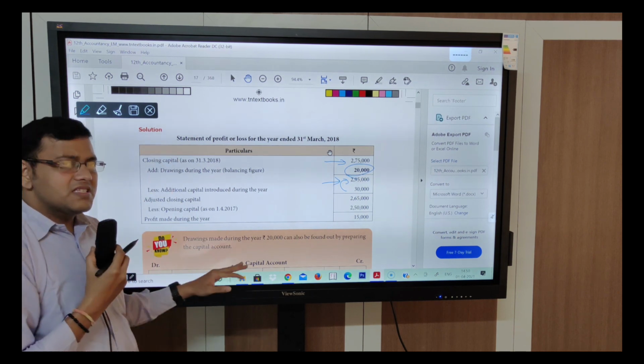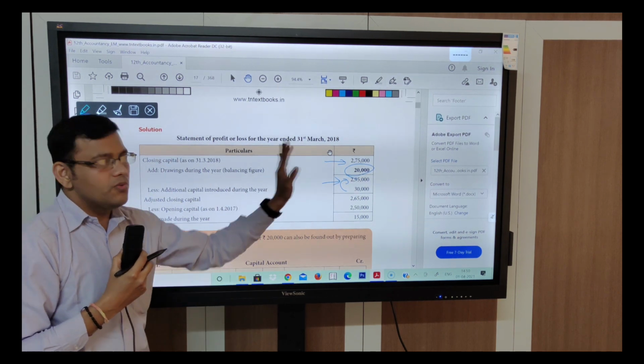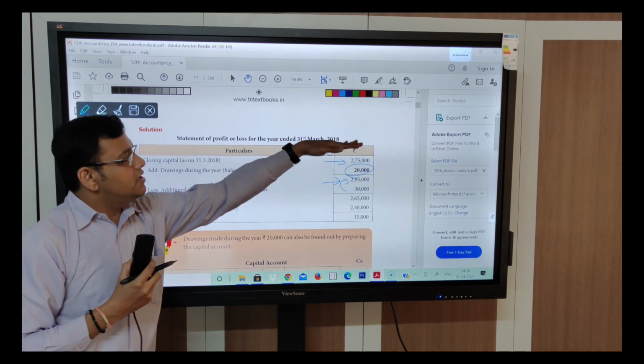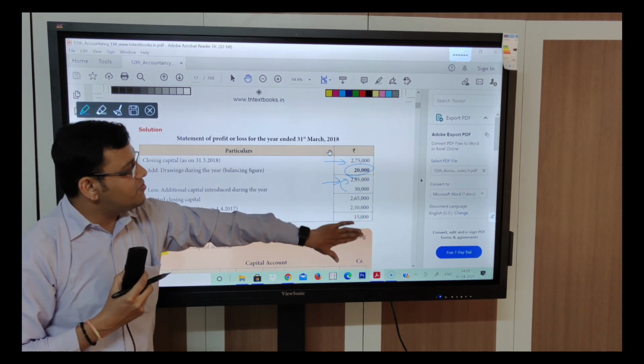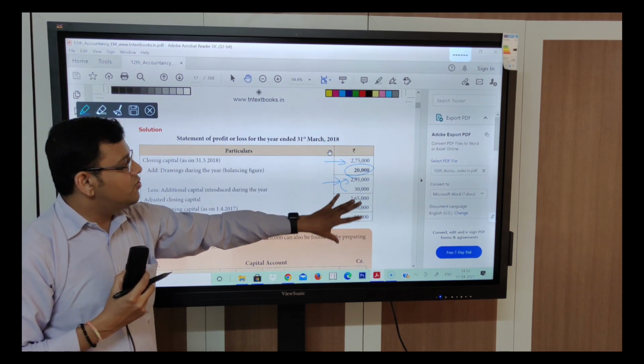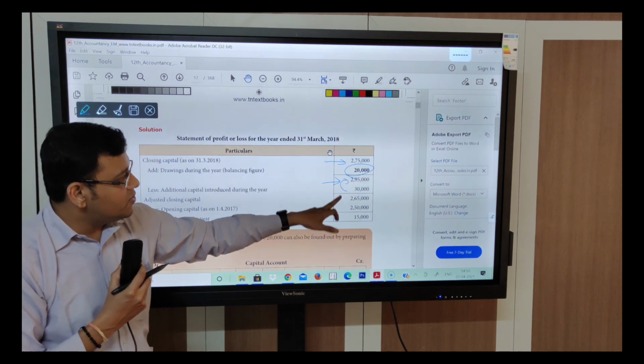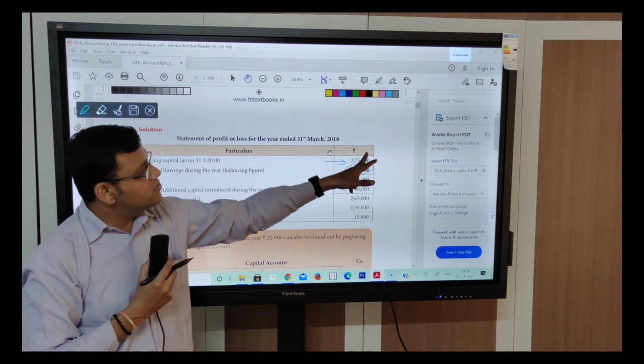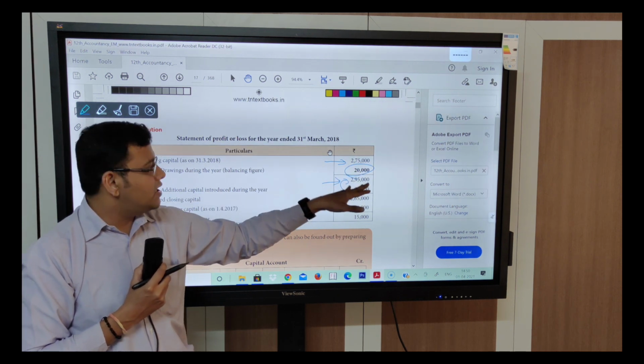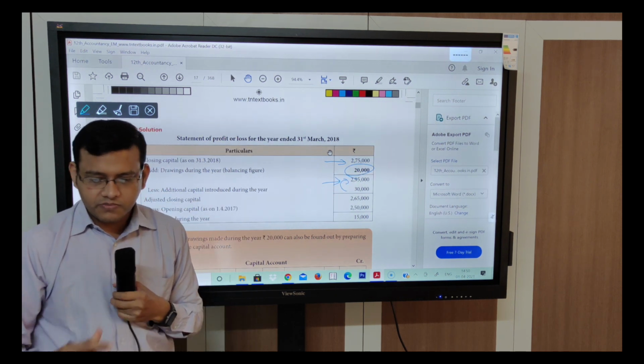So the format remains the same. We are going to only work out between these. Either you come from the top to bottom or from bottom to up. So you know what to do. Since a lot of information is available over here at the bottom, then you subtract the final figure and you get this 20,000.